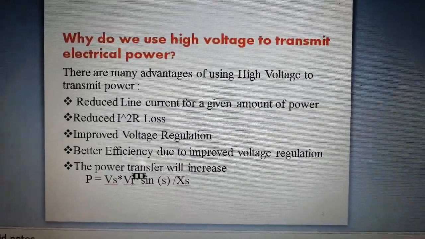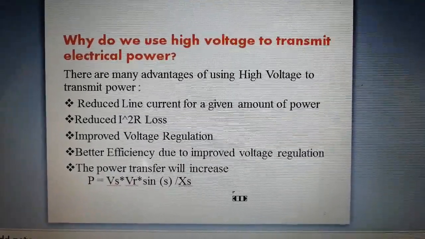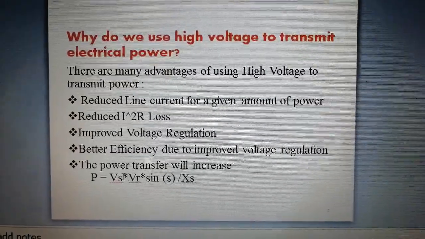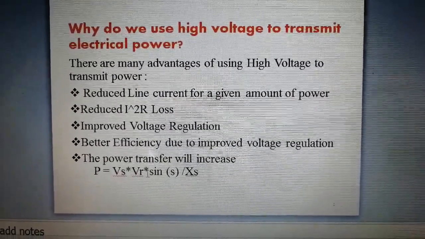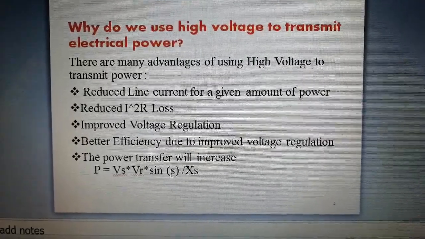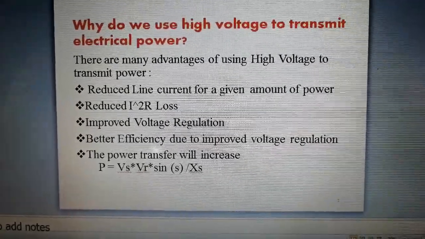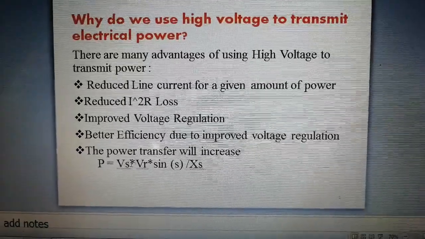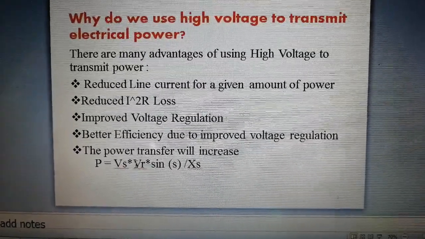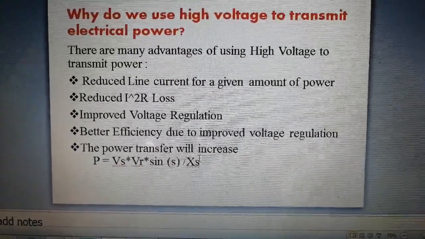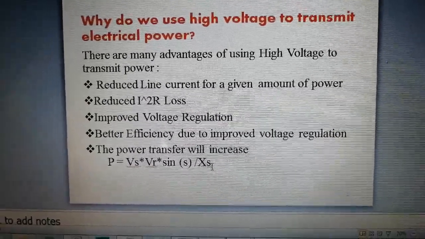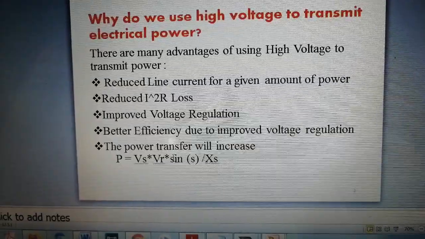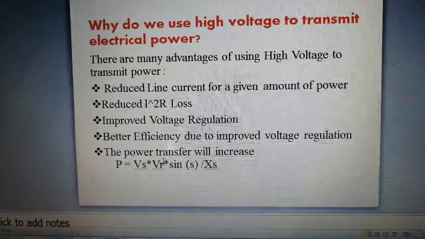The equation for the power transfer is given by P is equal to sending end voltage multiplied by receiving end voltage into sine delta, divided by the reactance of the transmission line. Delta is the difference in angle between sending end and receiving end voltages. Thus, the power transfer will increase either by decreasing the reactance or by increasing the voltage.